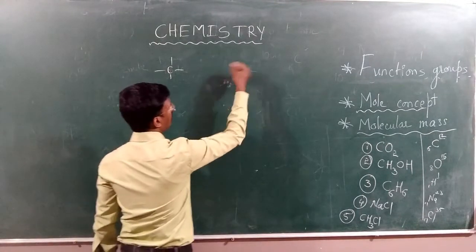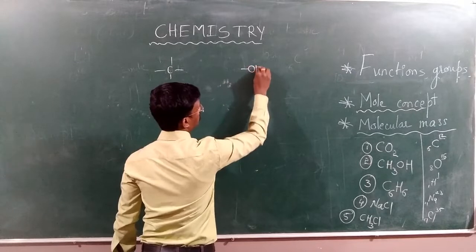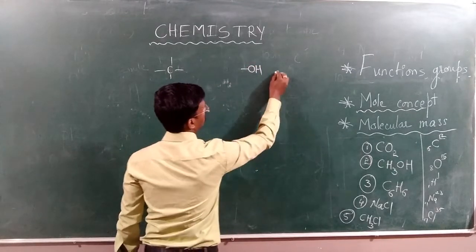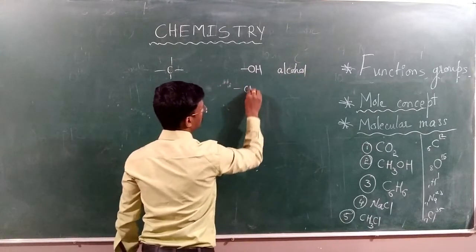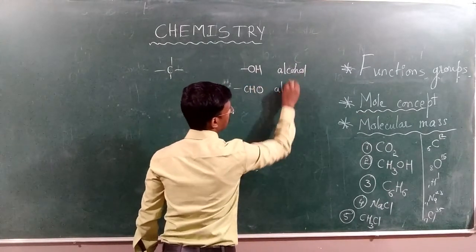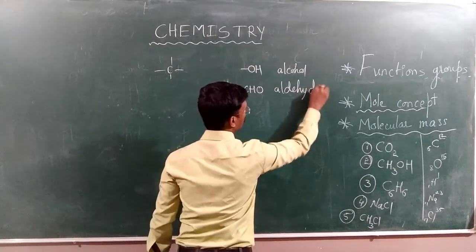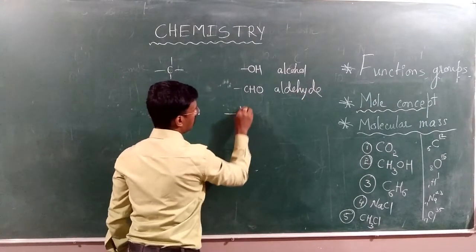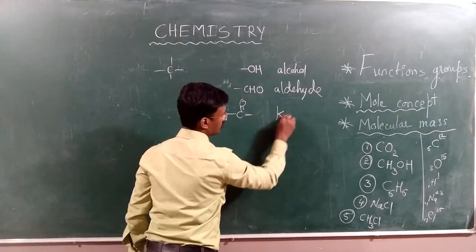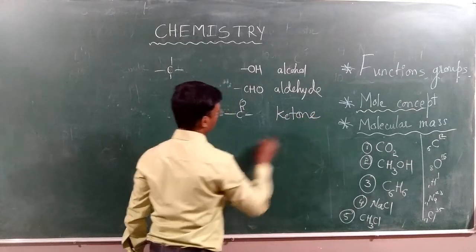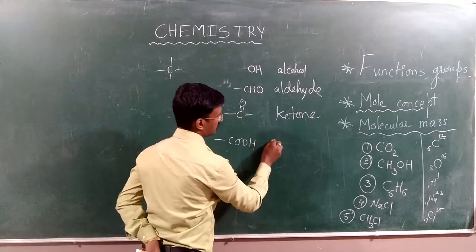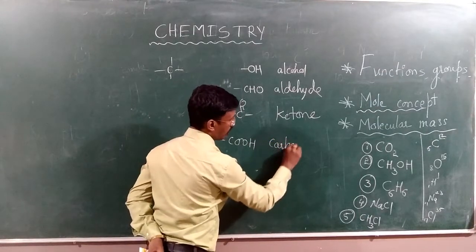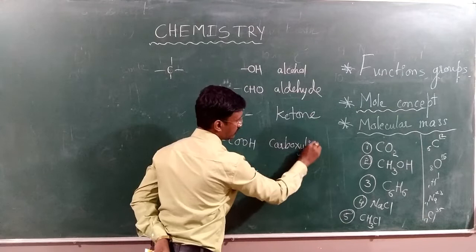If carbon or any compound has OH, we call it the alcohol functional group. CHO is called the aldehyde functional group. C double bond O group is called ketone. COOH is called carboxylic acid.